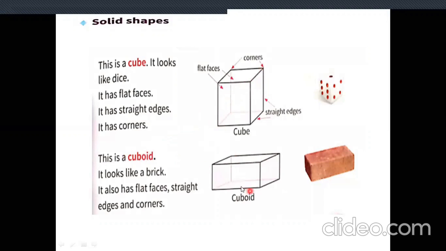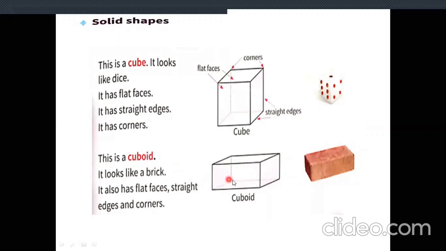This is a cuboid. See here, the three-dimensional figure of a square is a cube. Next, cuboid. Cuboid is the rectangle's three-dimensional figure. This is called a cuboid. It looks like a brick. See here, you can see a brick. It looks like a brick.